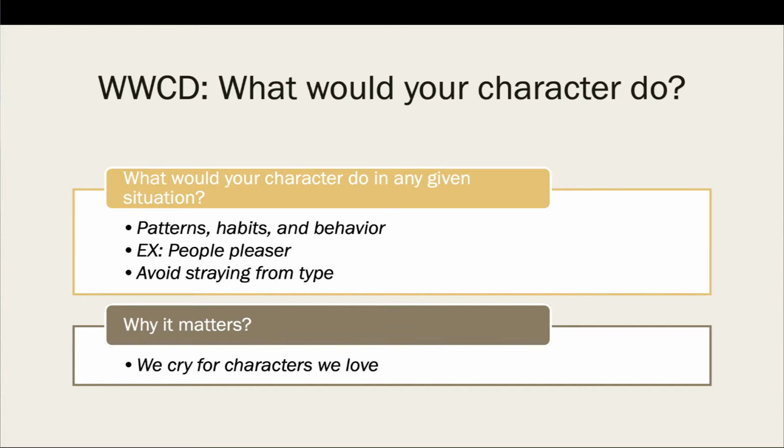An example would be a people pleaser character. A people pleaser should stay consistent. So a people pleaser is not going to run the resistance, unless the people pleaser persona is a disguise. Readers tend to get ticked off when your character acts out of type.